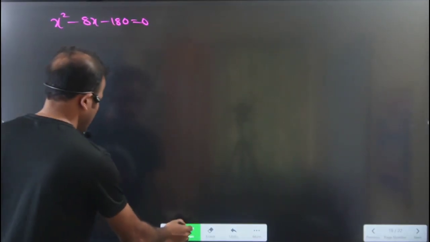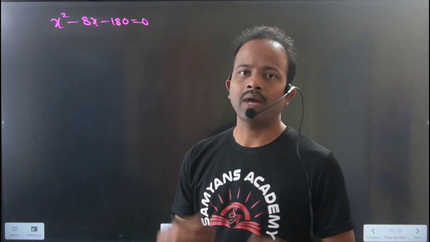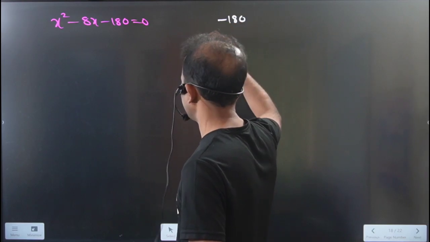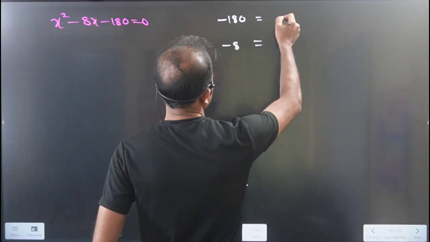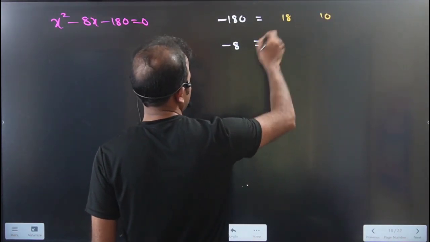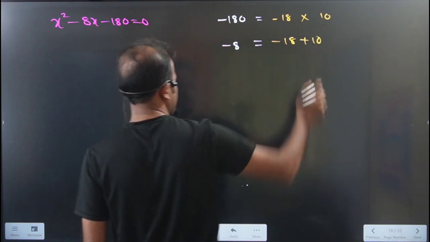Okay, you have to select two numbers so that if you multiply the two numbers you get minus 180, and if you add the two numbers you get minus 8. The two numbers are 18 and 10, but here we have minus 8, so minus 18 into 10, minus 18 plus 10. 18 into 10 is minus 180, and minus 18 plus 10 is minus 8.